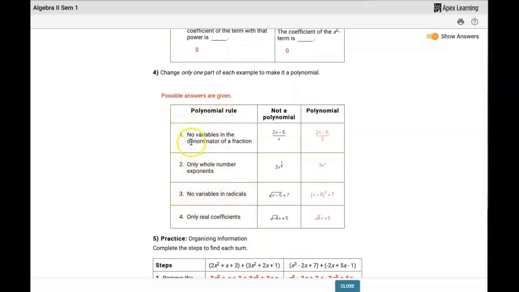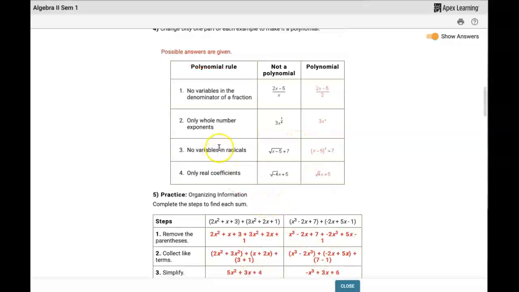So no variable in the denominator, so this is not okay, but this guy is, because again, you can't have the variable there. Only a whole number exponent, so this has to be x to the 4th or x to the 1st. It cannot be to the 1/4. There can be no variables in the radicals. All right, so this quantity can be squared. It can be times 3. It just can't be underneath the radical.